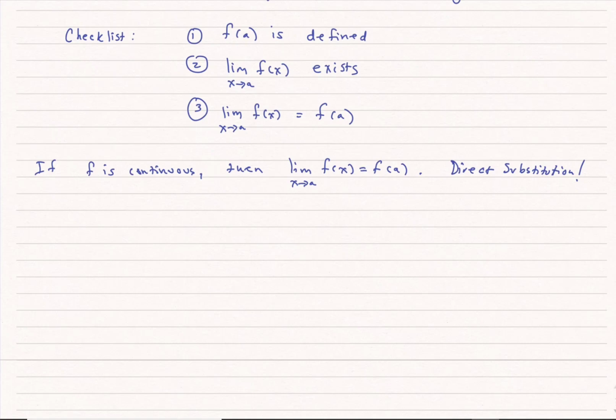This leads to a really important practical point. If I know a function is continuous, then in order to find that limit, instead of doing all the things we've been doing so far, all I have to do is plug in the value of a for x, and I get the limit. Direct substitution. So it's very useful to know whether or not a function is continuous at a particular point. Let's look at an example.